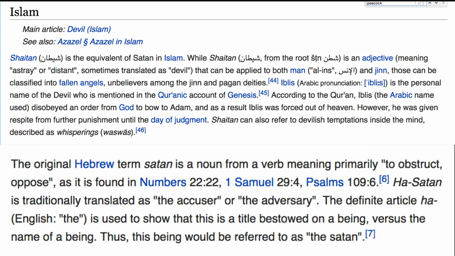Again, just to make it clear, it says Shaitan is the equivalent of Satan in Islam. While Shaitan, from the root Satan, is an adjective meaning astray or distant, sometimes translated as the devil. So astray, right? He went astray because he didn't want to bow, or he became distant. He distanced himself from the others who prostrated. Sometimes translated as devil, that can be applied to both man and jinn. Those can be classified into fallen angels or unbelievers among the jinn and pagan deities.